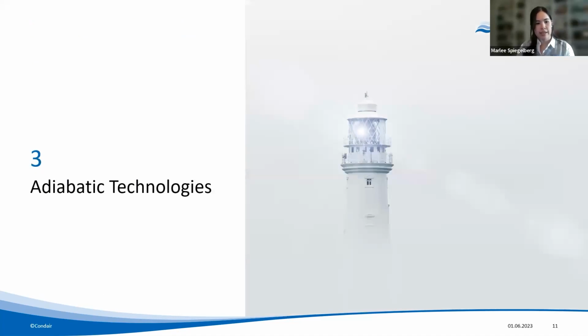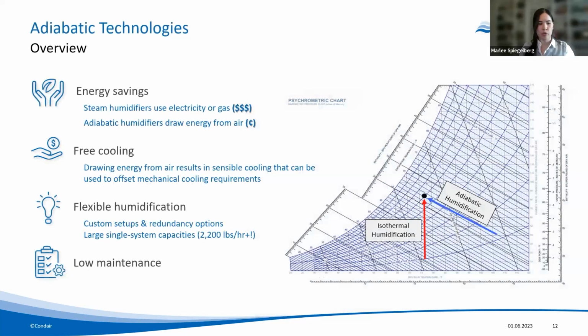So moving on to the adiabatic technologies, just an overview of the benefits of using cold water. The first is energy savings. Steam humidifiers use electricity or gas to boil the water, but an adiabatic humidifier draws energy from the air. So in terms of energy costs, it could be cents on the dollar compared to an isothermal system. On top of that, you get some free cooling benefits. You're drawing energy from that air, which results in sensible cooling that can be used to offset mechanical cooling requirements.